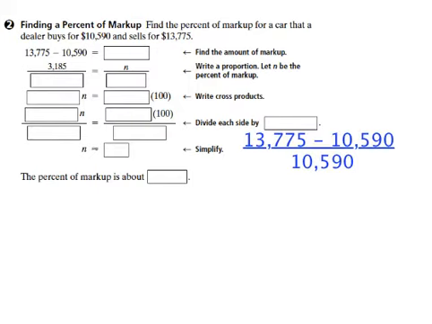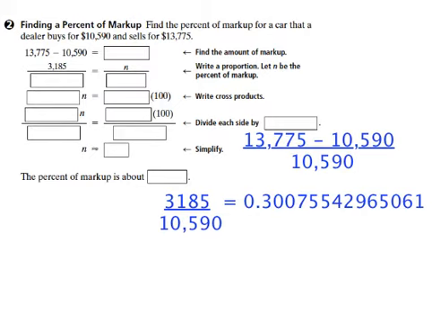So take $13,775 minus $10,590 over $10,590. $13,775 minus $10,590 is $3,185. We still put that over $10,590. Now we have to divide.